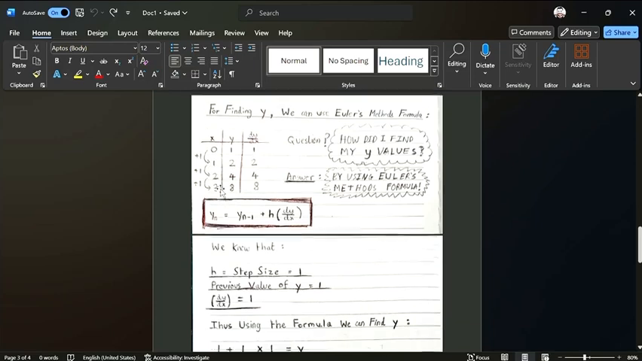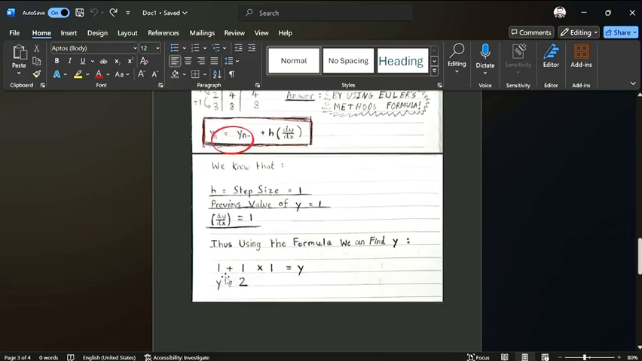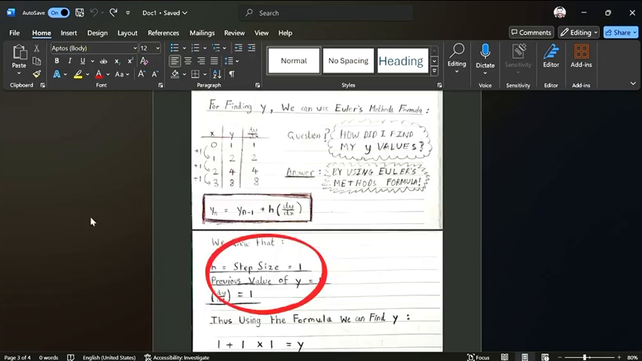So when x increases to 1, we know that h, which is our step size, is 1. The previous value of y would be 1, and dy/dx would be equal to 1. Thus, using the formula, we can find y, which is 1 plus 1 times 1, which is going to equal 2. And since y is equal to 2, dy/dx is going to equal 2, and we can carry on and continue doing this until we have our values here for our table.